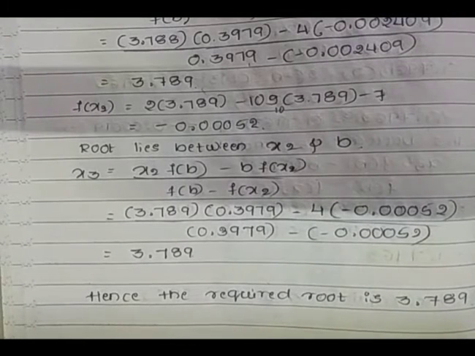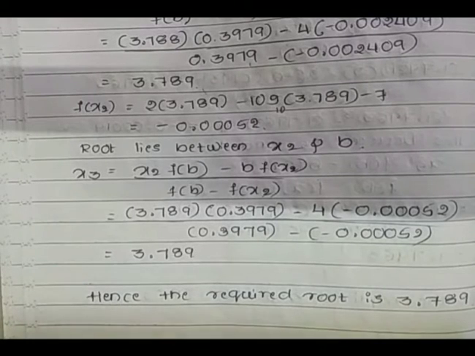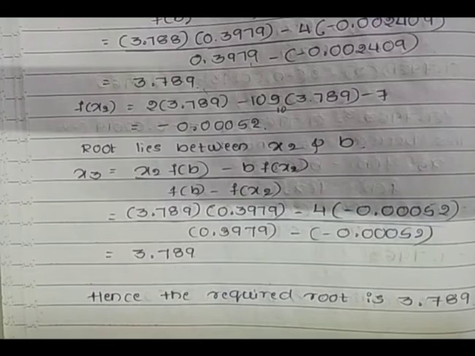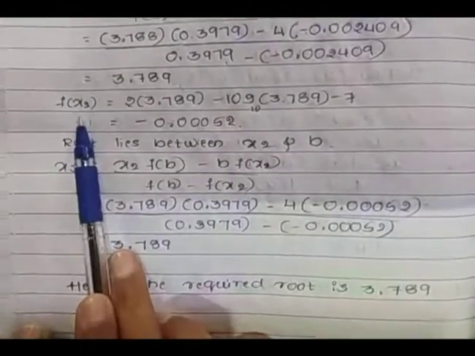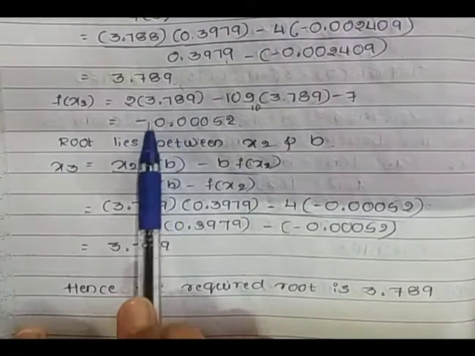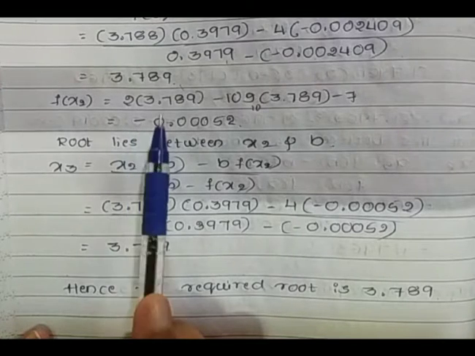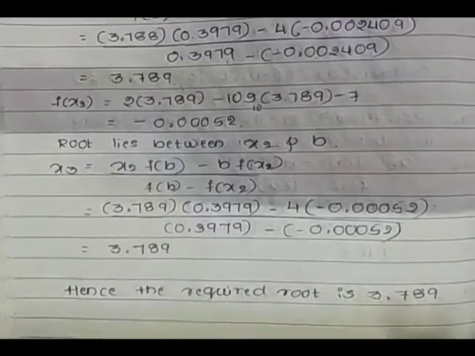That is also we can use while solving the example. Even you can use 5.2 into 10 raised to minus 4 while solving the example. Okay, so here f of x2 we are getting negative value which is less than 0 because of the negative sign. So here to calculate third approximation, obviously we need to consider the previous result, that is x2.